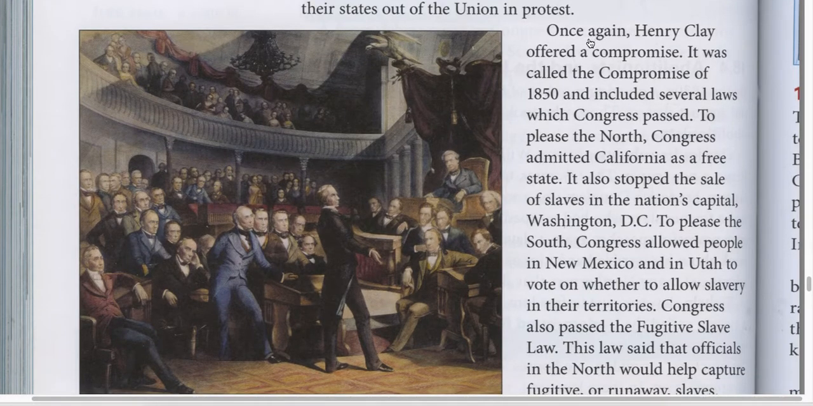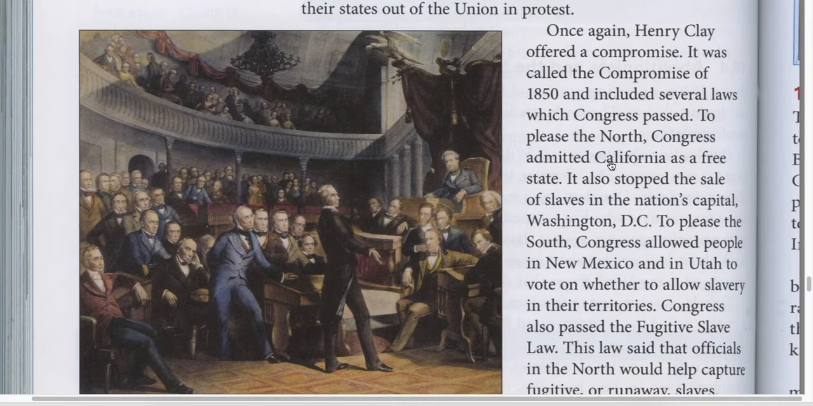So here we are, 1850, and already the South is talking about seceding or leaving the Union, forming its own country. Once again, Henry Clay offered a compromise. It was called the Compromise of 1850 and included several laws which Congress passed. To please the North, two things. Congress admitted California as a free state. It also stopped the sale of enslaved people in the nation's capital, Washington, D.C.